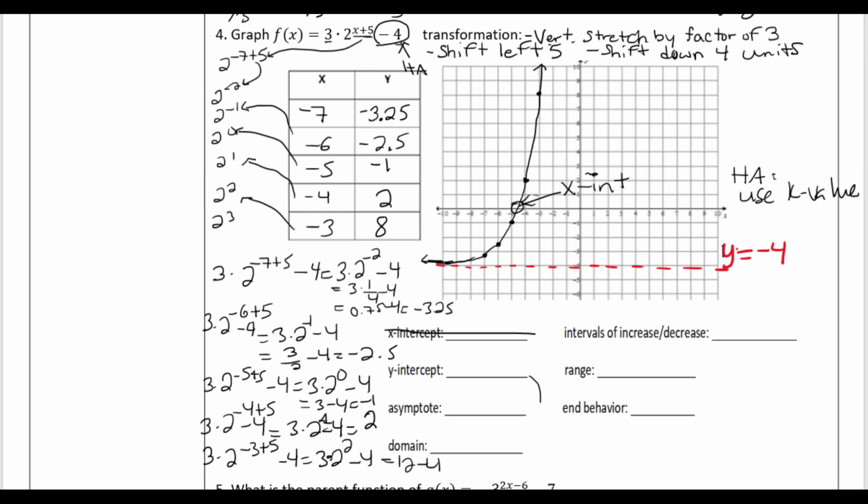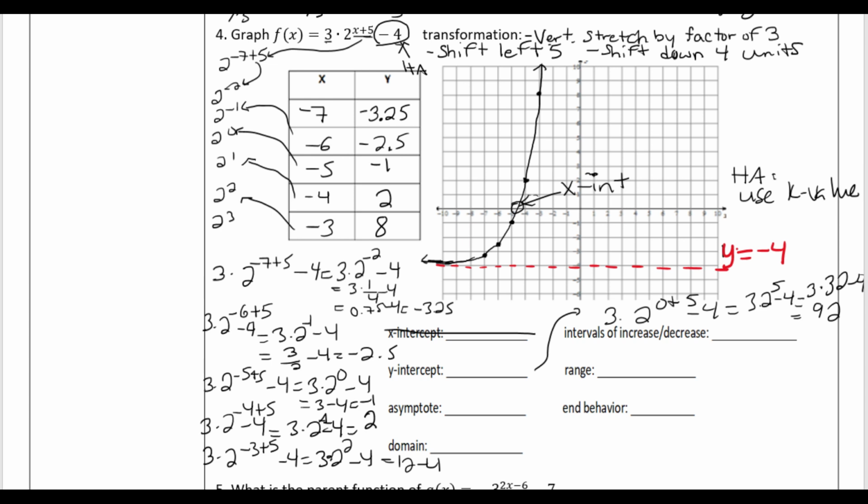So let's do that. I'm going to do that up here so we have enough room. So x is 0. So we got 3 times 2 to the 0 plus 5 minus 4. So we got 3 times 2 to the 5th minus 4. So 2 to the 5th is 32. So we got 3 times 32 minus 4. So 3 times 32 is 96. 96 minus 4 is 92.